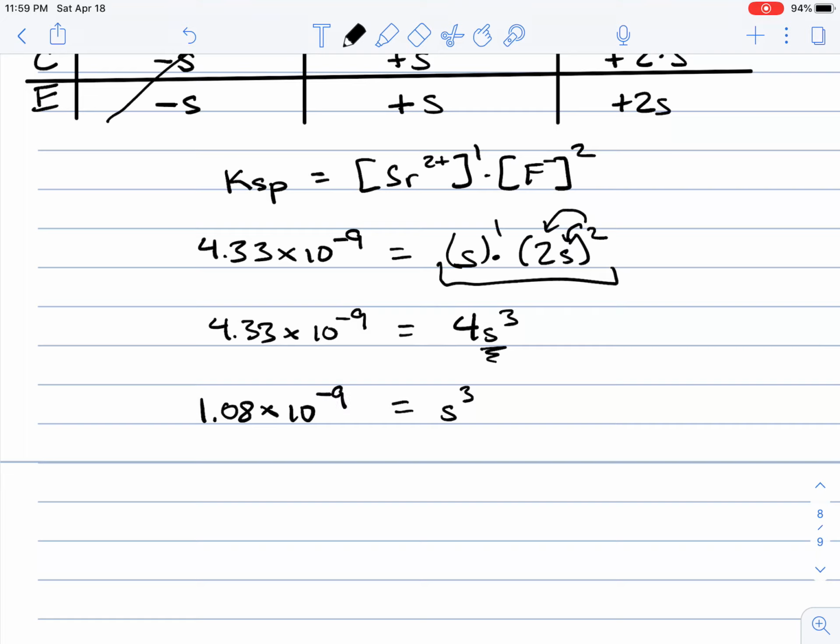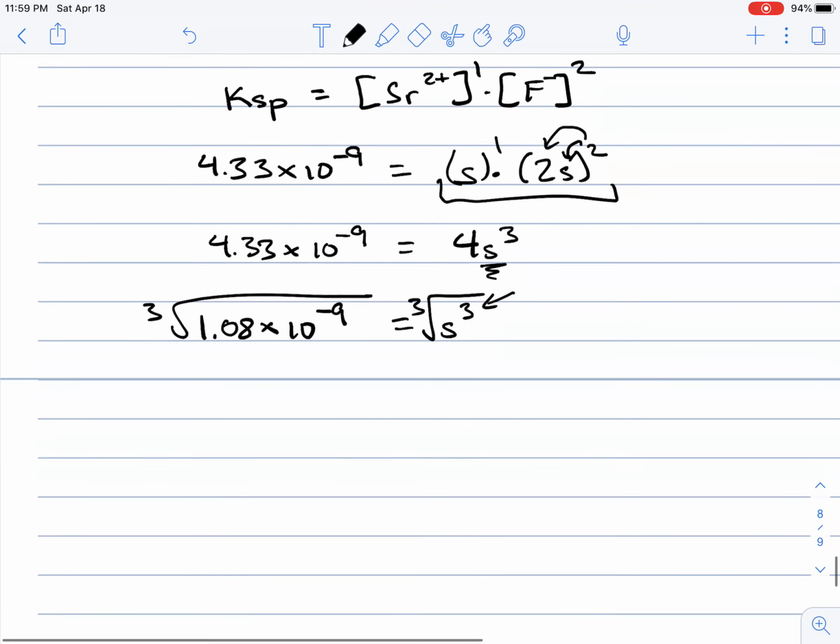I'm not done yet. I need to get rid of this exponent. And what I'm going to do is cube root both sides. Another way that you guys can express that cube root in your calculator is put 1.08 times 10 to the negative 9, raise it to the 1/3 power. And that's going to give us S.